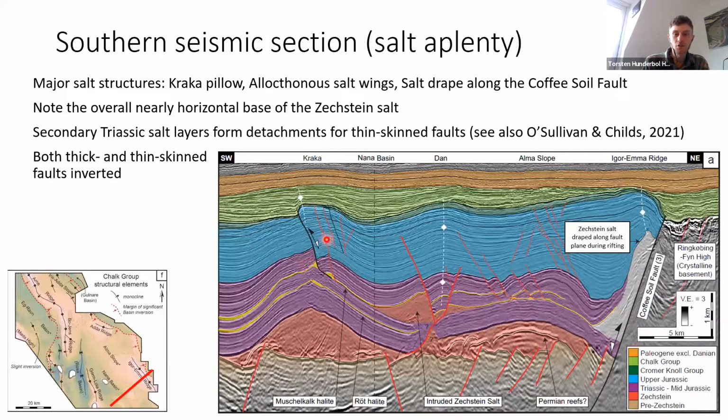Again, thin-skinned structures to the southwest, thick-skinned inversion to the northeast. You should notice here that now the base of the salt is really quite flat, whereas in the other two sections it was dipping quite steeply towards the larger basement faults. Instead, this inverted thin-skin fault here utilized the sloping Triassic Muschelkalk halide in the carapace of the salt pillow here. Very smart and very nice geometry.